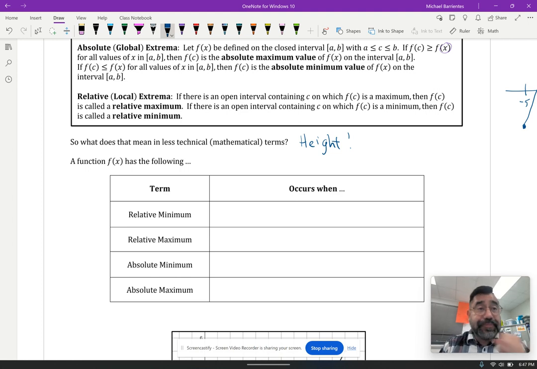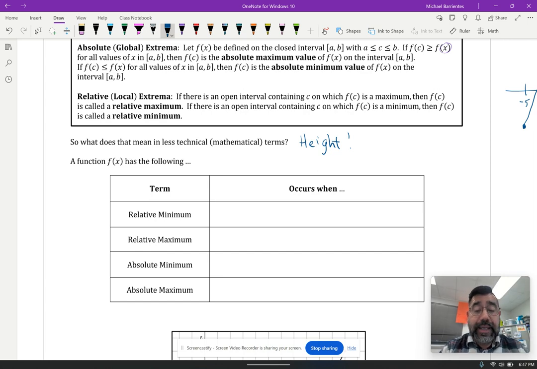And the answer is yes. So there could be two people that have the tallest height, but there is only one tallest height, right? It could occur with two different people, but there's still only one tallest height. So when we talk about absolute maximums and absolute minimums and relative maximums and relative minimums, we're talking about the output, the y value, the function value. It could occur at different x values, or in the case of the height, it could occur with different people, but there's still only one maximum height.